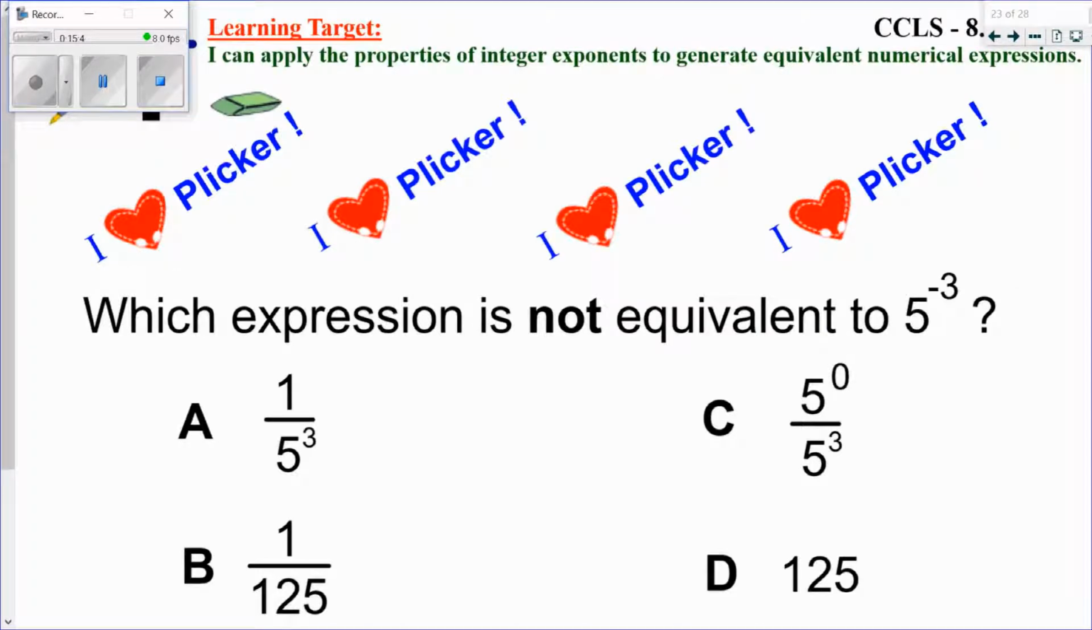So we don't have clippers, we're not in class today, so we're going to do this. Which expression is not equivalent to 5 to the negative 3? So, pause, complete it, and hit play when you're ready.